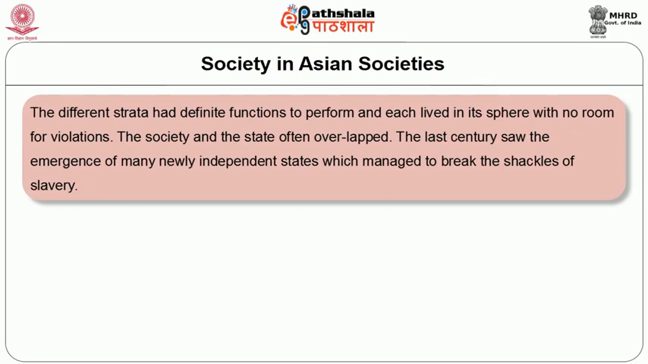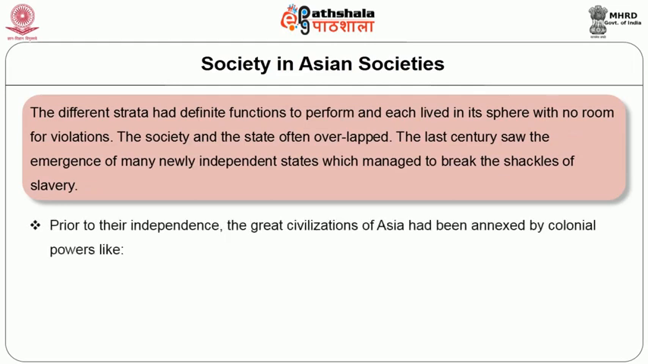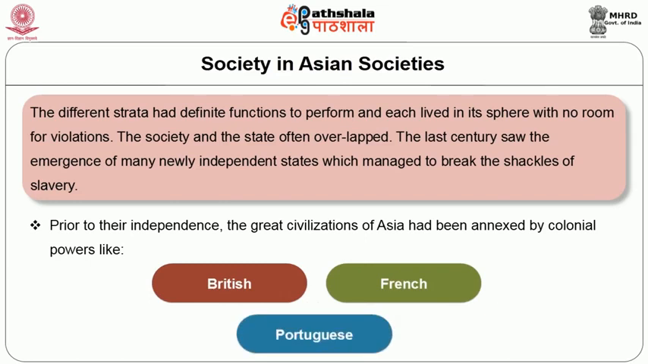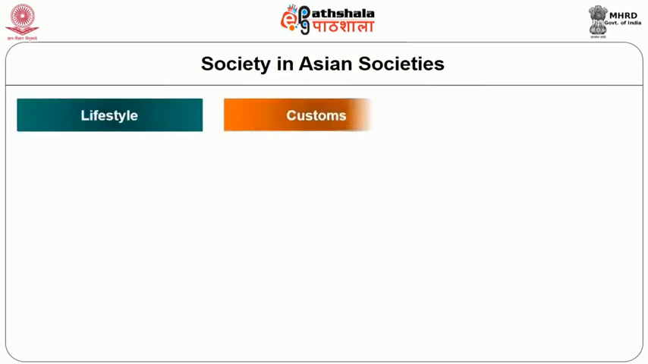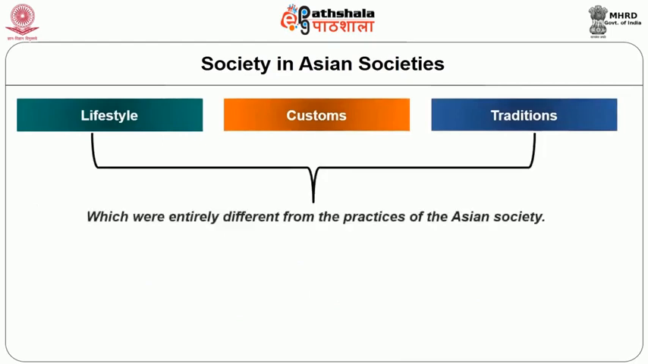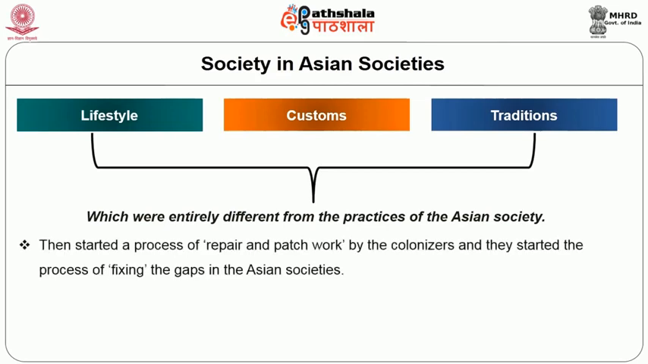The last century saw the emergence of many newly independent states, which managed to break the shackles of slavery. Prior to their independence, the great civilizations of Asia had been annexed by colonial powers like the British, French, and the Portuguese. The colonial masters brought with them lifestyles, customs, and traditions which were entirely different from the practices of the ancient society. Then started a process of repair and patchwork by the colonizers, fixing the gaps in the ancient societies.